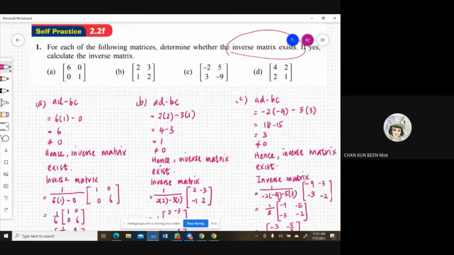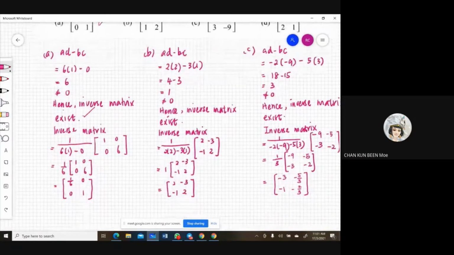A, you have 6, 0, 0, 1. So we look at the determinant AD minus BC. From there, we get 6. 6 is not equal to 0. Hence, the inverse matrix exists. Check yours.